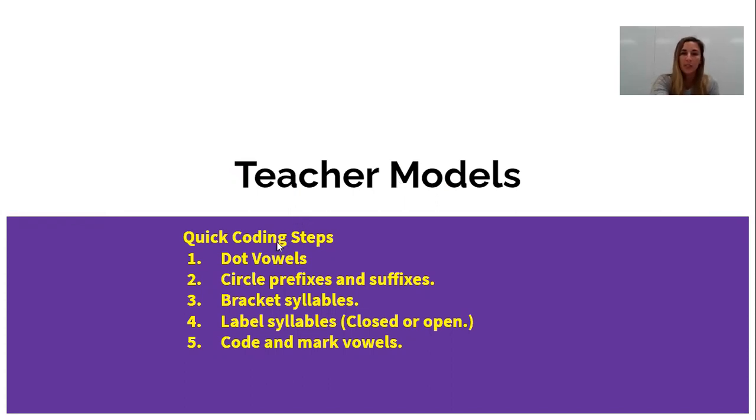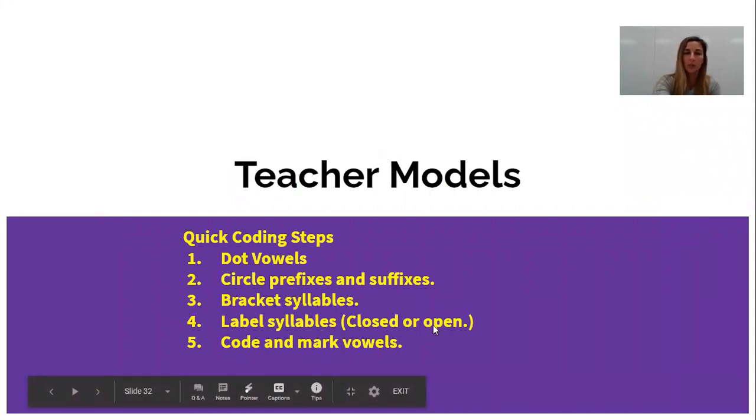So the first thing we want to do is dot the vowels. We're going to circle prefixes and suffixes, bracket syllables, label syllables, and code and mark the vowels. So we're going to do that together. But if you need a reminder, you can come back and look at this. And there's also a chart at the end, for when you do your work.